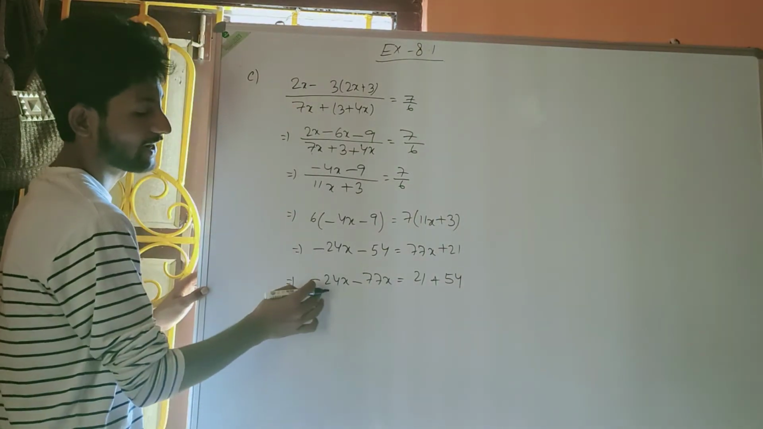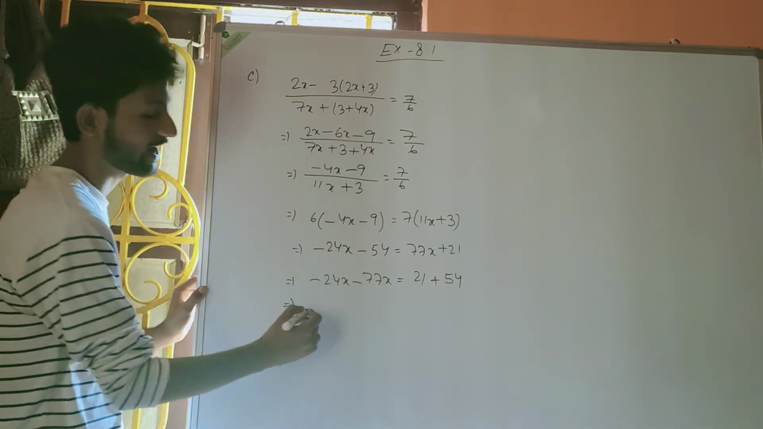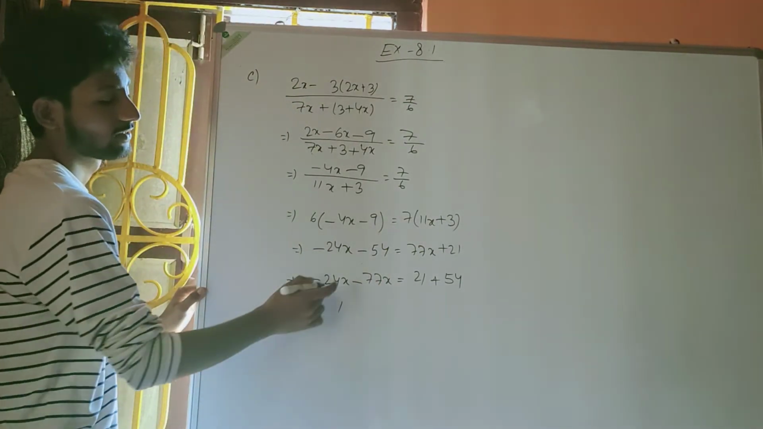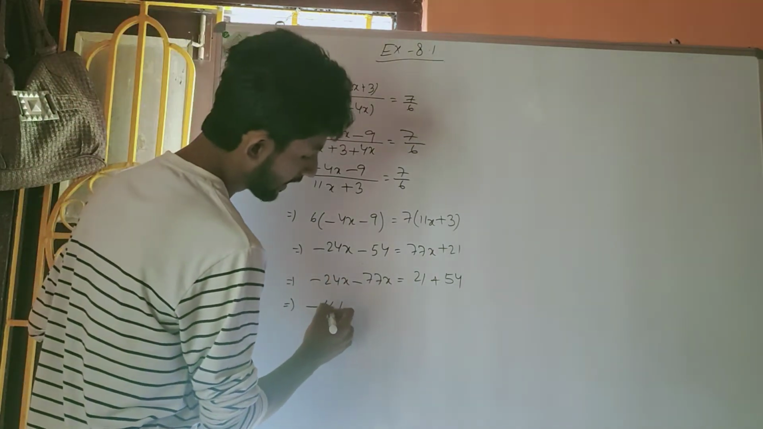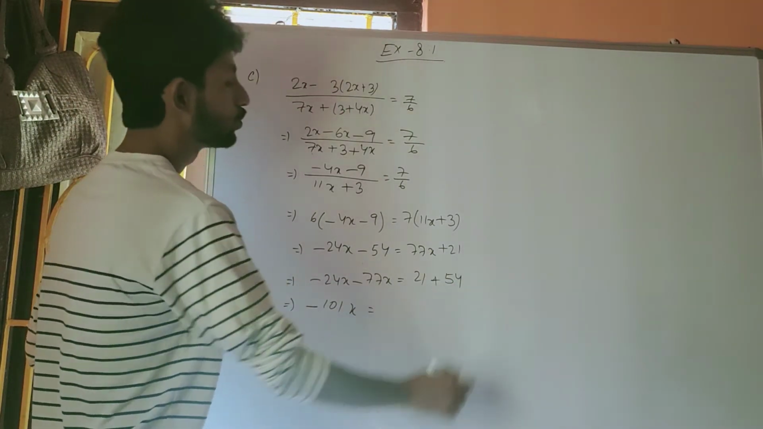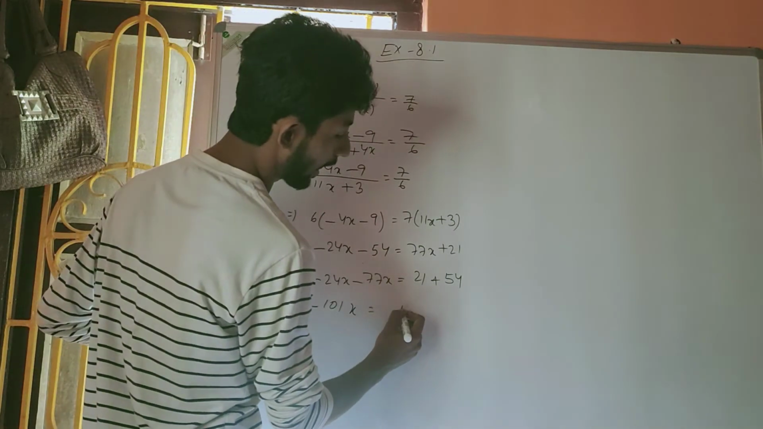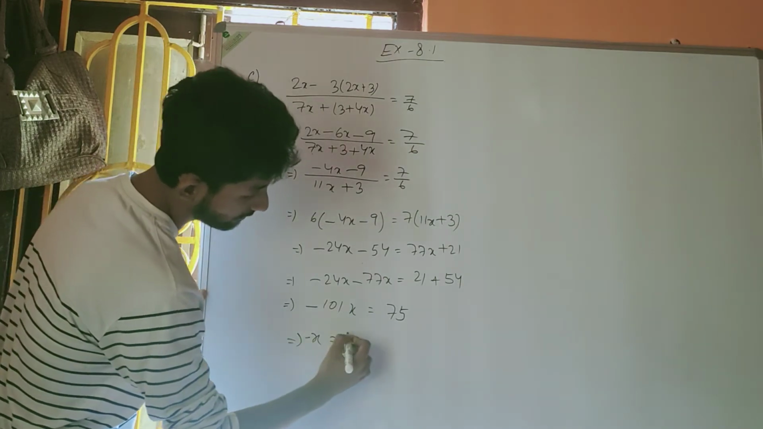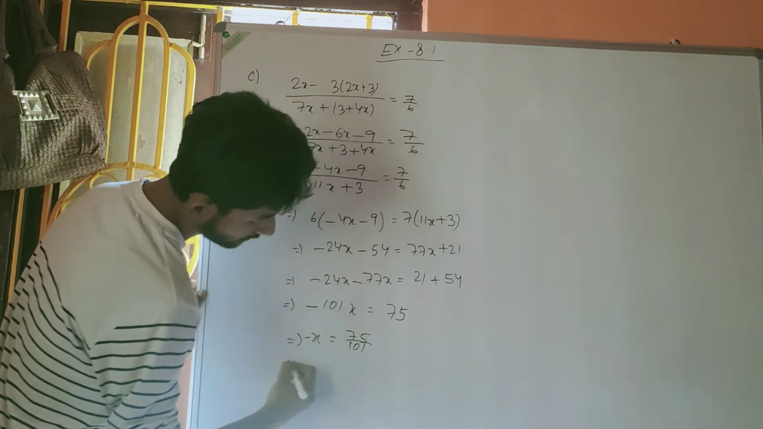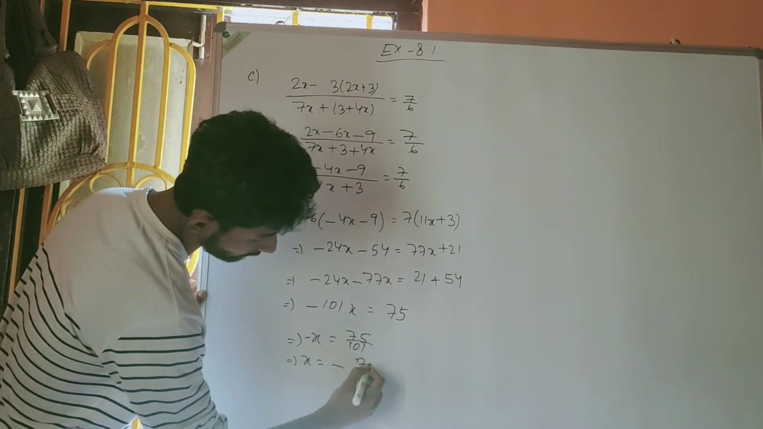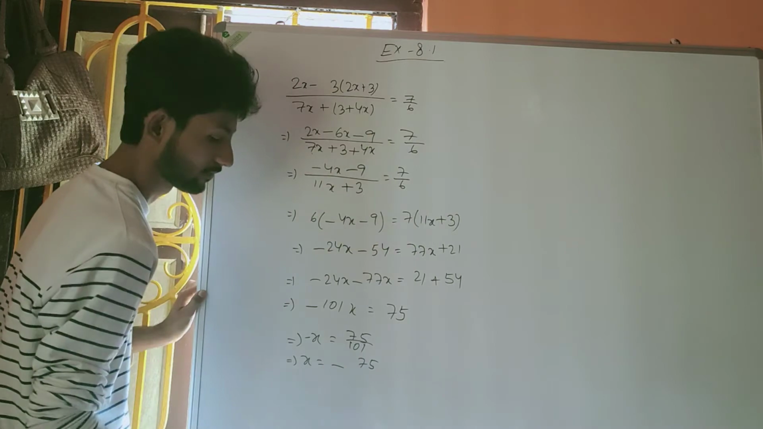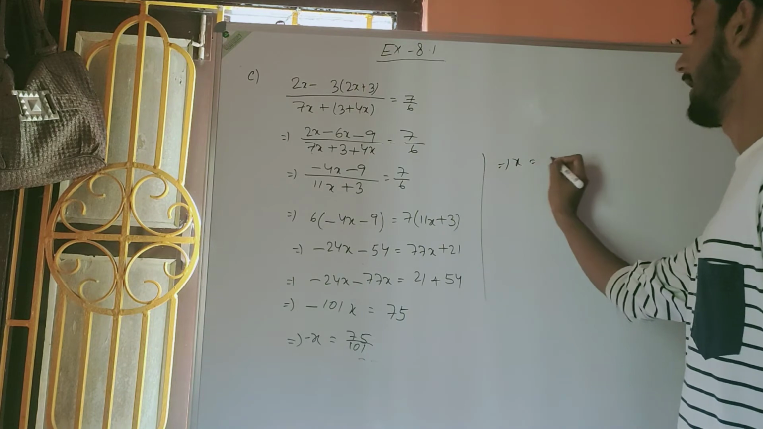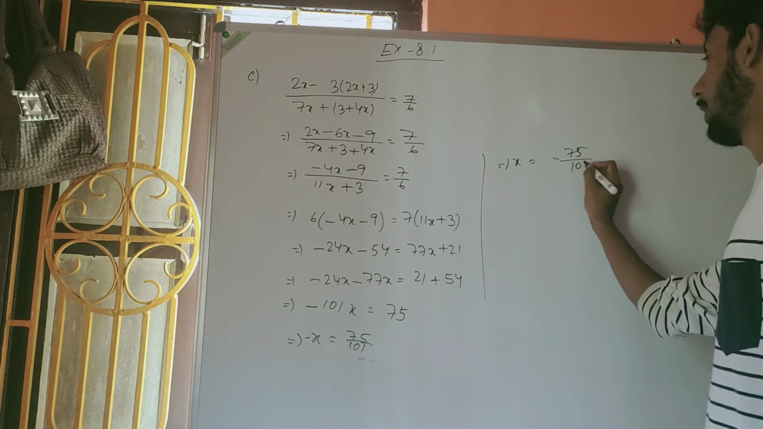So minus, here is also minus, so we have to just add them and the sign will be minus. So 4 plus 7 is 11, then 1 plus 2 is 9 plus 1 is 101. X equals 21 plus 54. It will be 75. So minus x will be 75 by 101. So x will be minus 75 divided by 101.